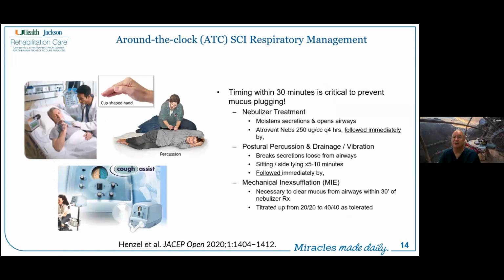And that's going to include nebulizer treatments, so essentially DuoNebs, which will moisten the secretions and open the airways, followed immediately by postural percussion and drainage or vibration to shake loose the mucus that's there, followed immediately by mechanical insufflation-exsufflation to help clear the mucus from the airways within 30 minutes of the nebulizer treatment. If you wait more than 30 minutes, these secretions simply dry up and you end up with a mucus plug.